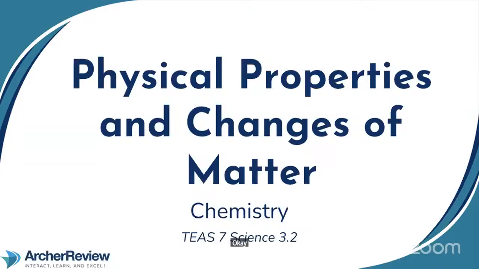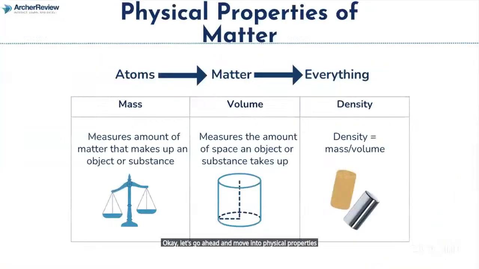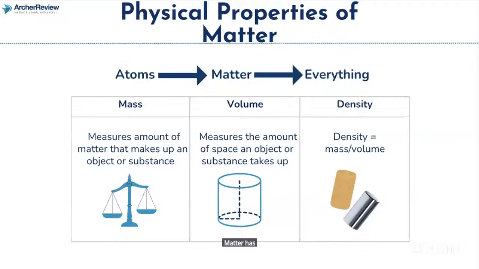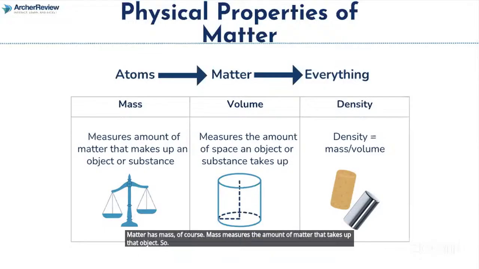Okay, let's go ahead and move into physical properties of matter. Remember, atoms make up matter, and matter makes up everything in our physical, in our natural world. So let's talk about some properties of matter then. Matter has mass, of course. Mass measures the amount of matter that takes up that object. So whatever kind of object you're looking at, there's a number of particles, a number of stuff making up that object. And so mass just measures how much of that stuff is making up that object or your substance.